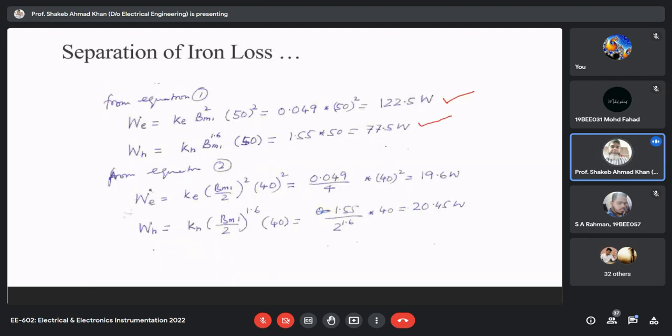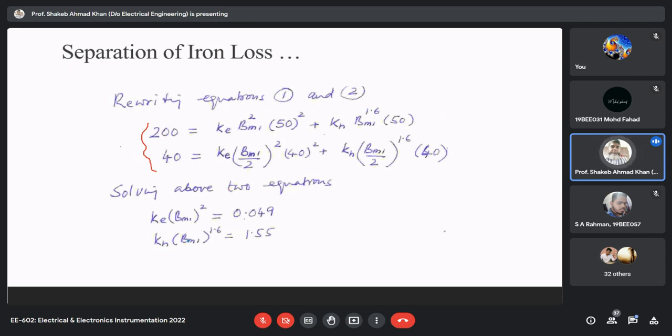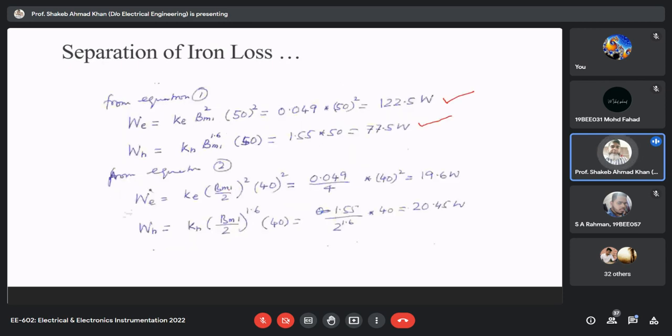Similarly, for the other one, this is for the 40 hertz. Another equation Bm2. You can do both ways. You calculate Bm2. We are putting directly here. You can see in this equation, because you know the relation, you can find out the Bm2 in terms of Bm1. Anyway, this is basically 4 times; you divide Ke Bm1 by 4, then you will get this value. That's what I have done.